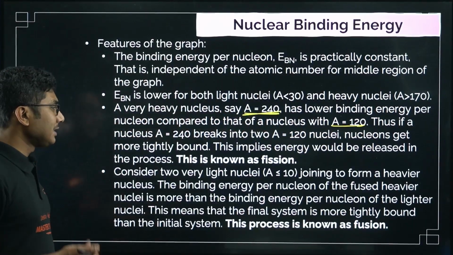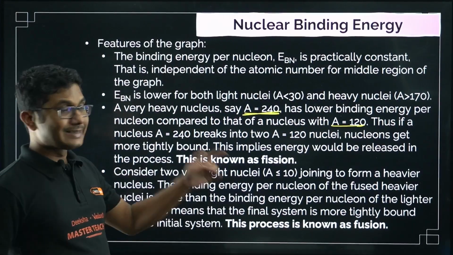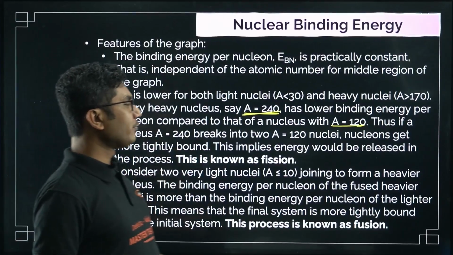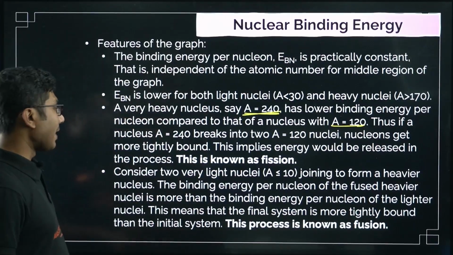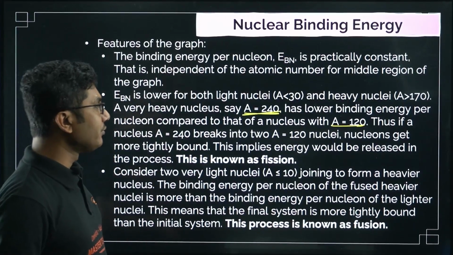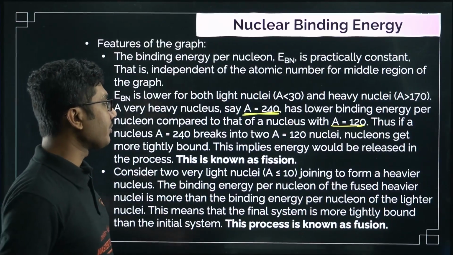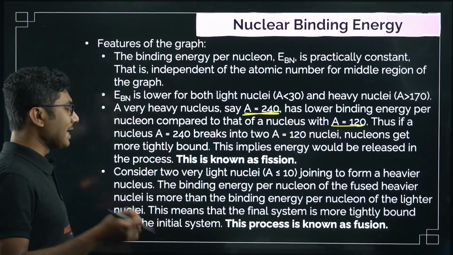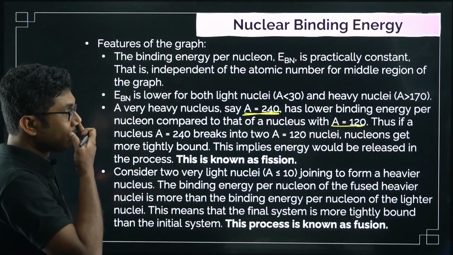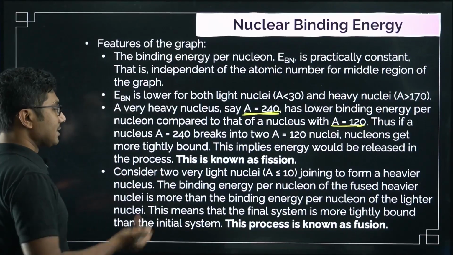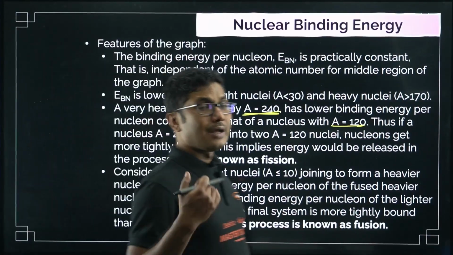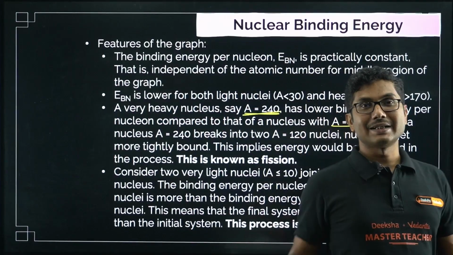And consider two very light nuclei, A less than 10, joining to form a heavier nucleus. The binding energy per nucleon of the fused heavier nucleus is more than the binding energy per nucleon of the lighter nuclei. This means that the final system is more tightly bound than the initial system. This process is known as fusion. Fusion happens inside the star.